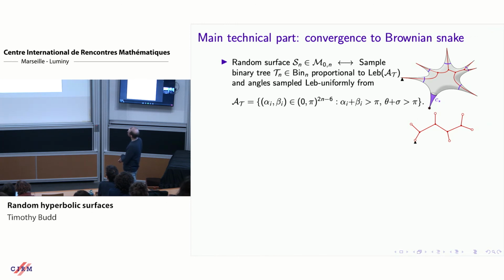Okay, several minutes remaining. Let me give some elements of the proof. And this is just living in the universe of other proofs of convergence to the Brownian sphere. We have a tree. Now we just have to find a way to fit this tree into the general framework. So let's mention the main technical result that we have to show. So I'm sampling a random surface. That corresponds to first sampling a random binary tree proportional to the Lebesgue volume of the angles that I can associate to this tree, and then sampling random angles within the allowed angles for this tree.